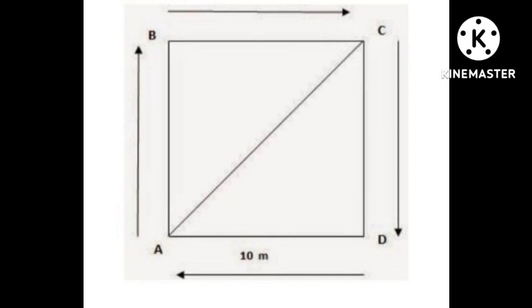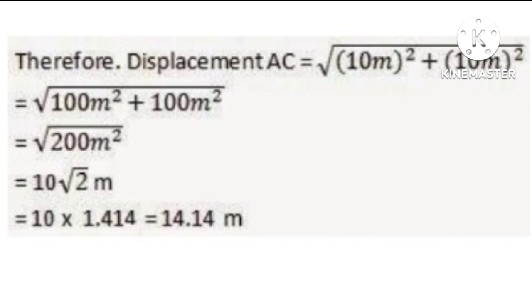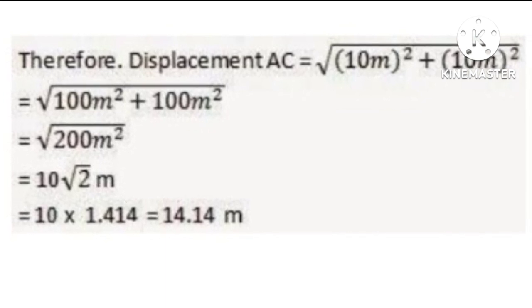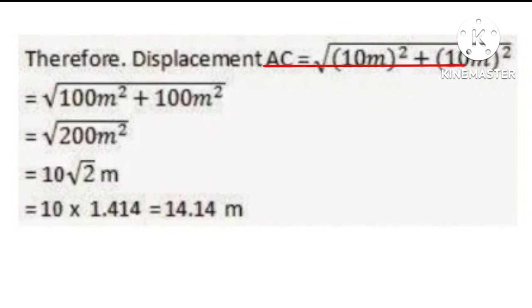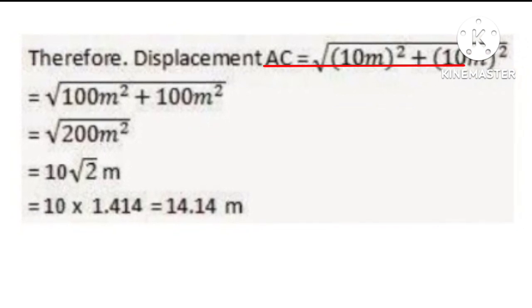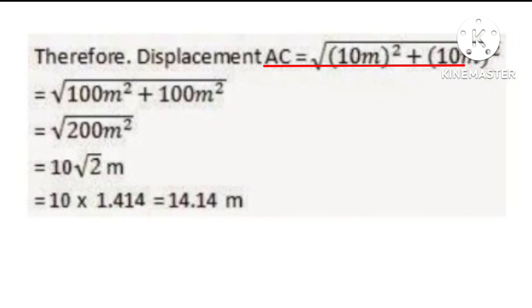Now we have to find the displacement of the farmer. So what is the displacement in this case? We know that displacement is the shortest distance between the initial and final positions. So that will be AC in this case, the straight line distance. Now to calculate AC, we can consider the right angle triangle ABC. When we apply the Pythagoras theorem, we get AC square is equal to AB square plus BC square. Therefore, AC will be equal to root of AB square plus BC square.